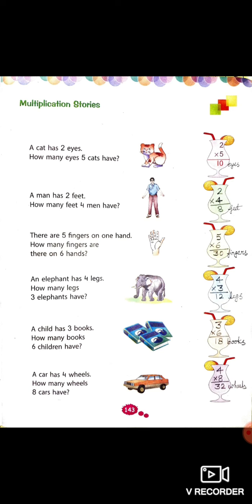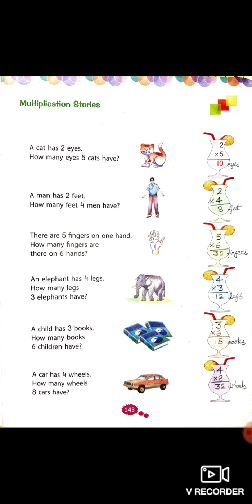In one hand you have 5 fingers, so if there are 6 hands, how many fingers will there be? So it is asking more. Okay, so it means you have to do multiplication. So you will write 5 at the top, then you will make the symbol of multiplication, and below 5 you will write 6, because we have to find about 6 hands. So you will read the table of 5, 6 times. 5 6s are 30. So 30 fingers. 6 hands will have 30 fingers.